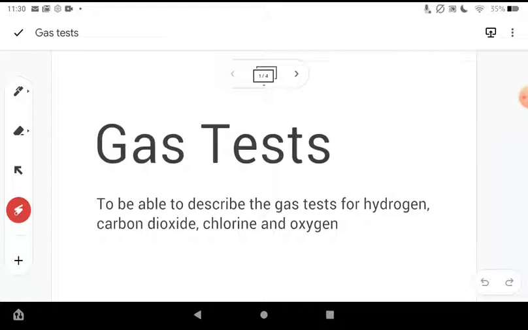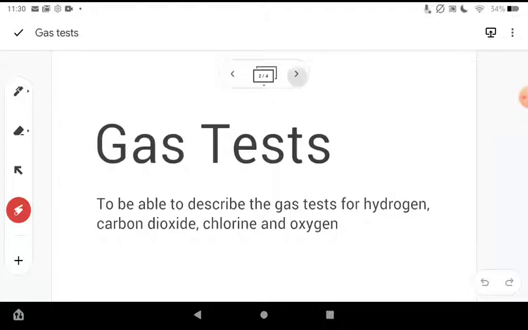And the first mark is always for describing the test. The second mark is for doing the positive result. You cannot get the mark for just writing the positive result. However, you must have the first part correct. To give you an example, hydrogen, and we'll look at this in more detail, uses something called a squeaky pop test. If you just said squeaky pop, you won't get the mark. It is the second mark, but you can't get it because you can make a squeaky pop in lots of ways. You need to say how you're showing that squeaky pop has come from hydrogen.